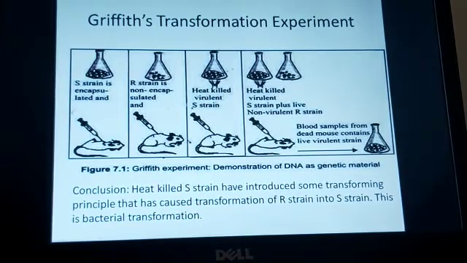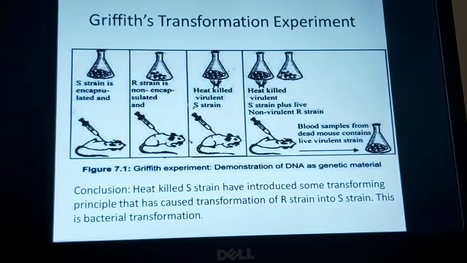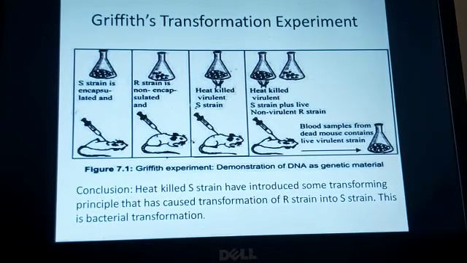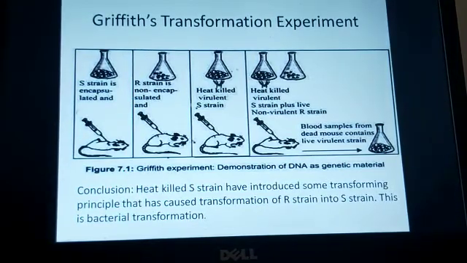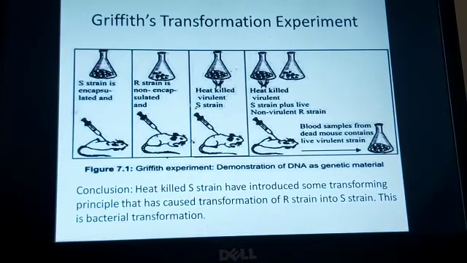Frederick Griffith, a bacteriologist of England, in 1928 found that the pneumonia causing bacteria, Streptococcus pneumoniae, occurs in two strains. One strain is known as S strain. Here you can see it is represented. Another strain of this particular bacterium is called R strain. S stands for smooth and R stands for rough.